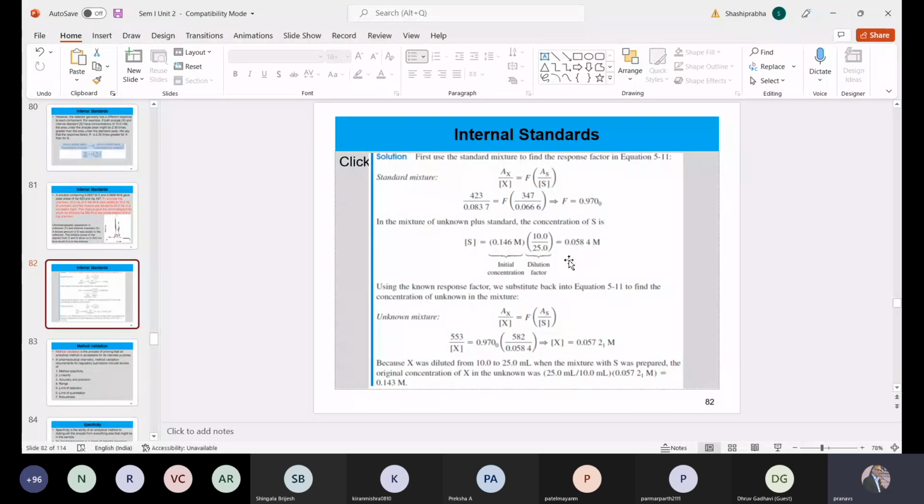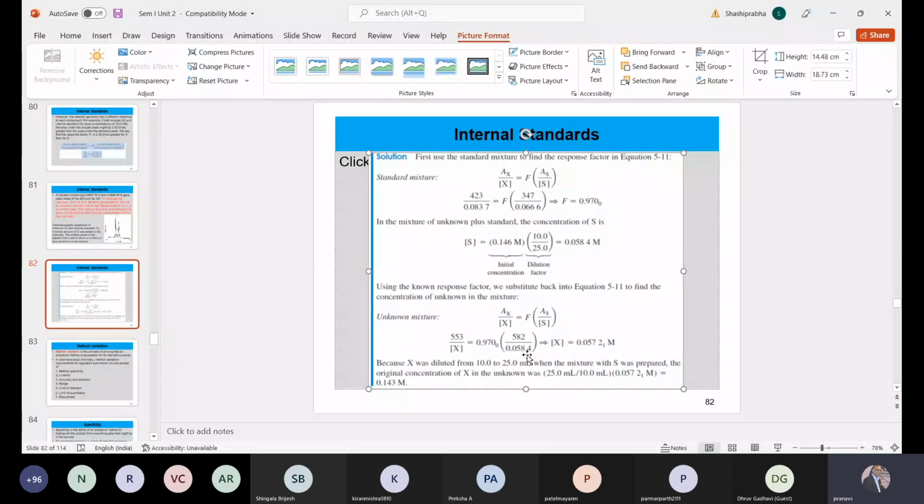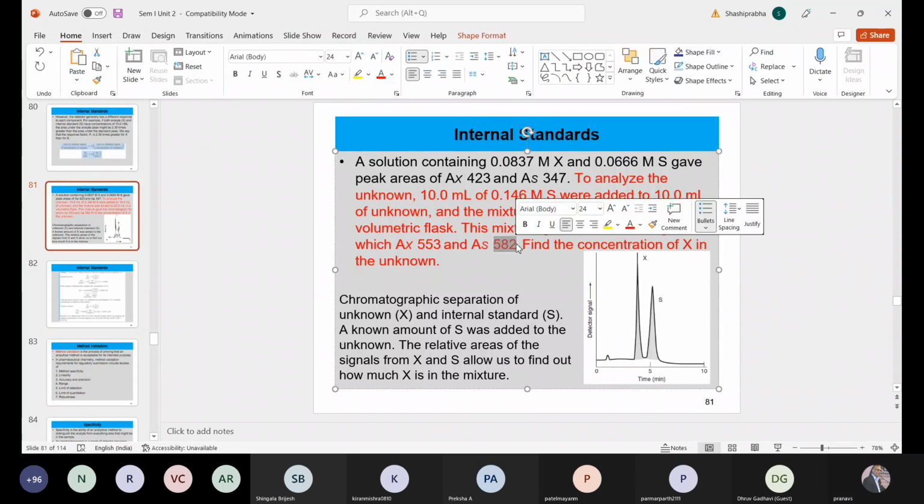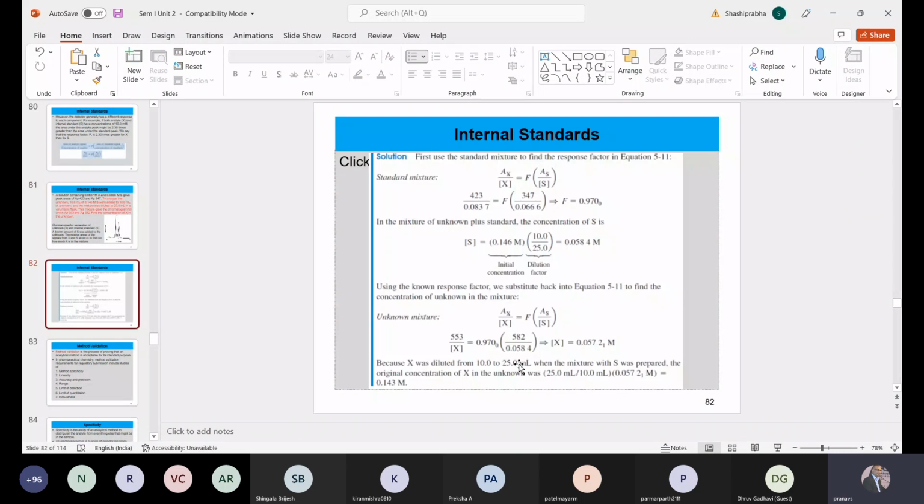इसका कॉन्सेंट्रेशन ये हो गया, वो कॉन्सेंट्रेशन यहाँ लिख दिया, यहाँ पे this is 0.0485. और जो सिग्नल आया था स्टैंडर्ड का, ये स्टैंडर्ड का ये रहा, that is 582, वो 582 यहां लिख दिया. अननोन का सिग्नल आया था 553. तो x हमको निकालना है, x comes out to be 0.0572 मोलर। लेकिन ये 25 ml में निकला, लेकिन हमने अननोन कितना लिया था? Unknown was only 10 ml.